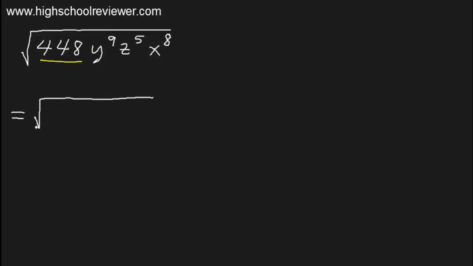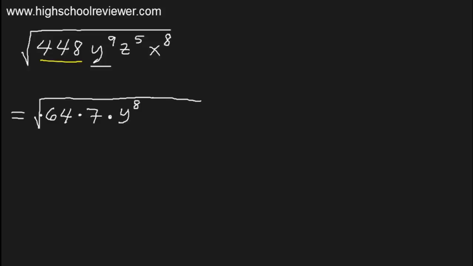So the two numbers, where one is a perfect square, will be 64 multiplied by... 448 divided by 64 will give us 7. So 64 and 7 are the factors of 448, and 64 is a perfect square. Okay, and then we are going to factor out y raised to 9. One of the factors will have a maximum even exponent. So the maximum even exponent here will be y raised to 8.